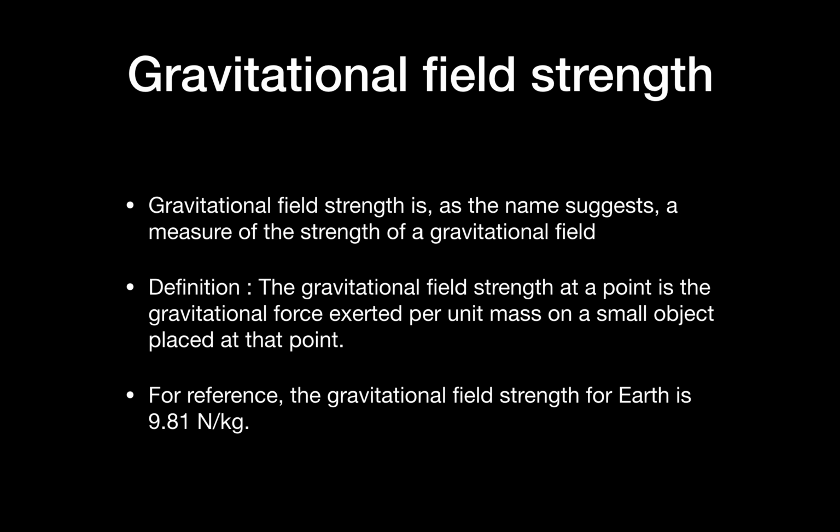At that point, the gravitational field has that gravitational field strength when we divide the force exerted on the body by the mass of the body itself. For reference, this is a very familiar number. The gravitational field strength of the Earth is 9.81 newtons per kg. That means for 1 kg mass, the Earth exerts a 9.81 Newton force on it.